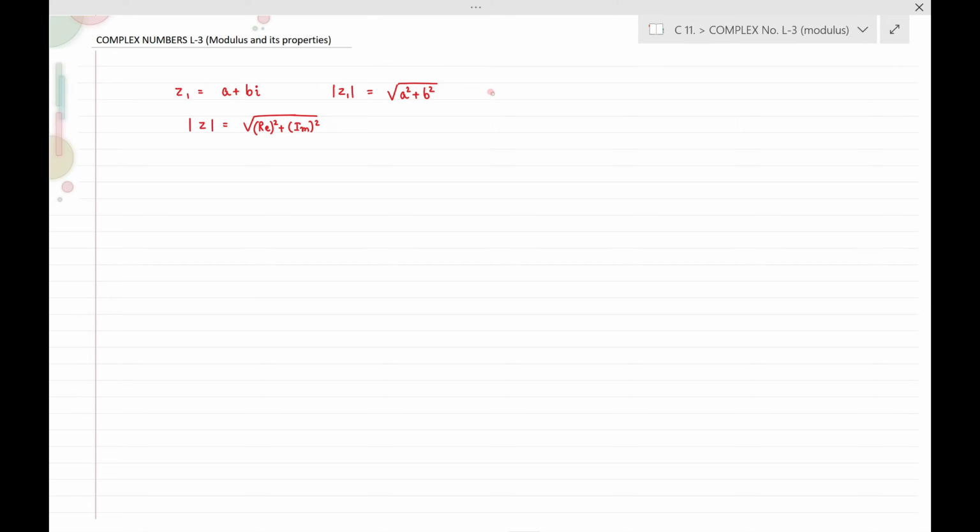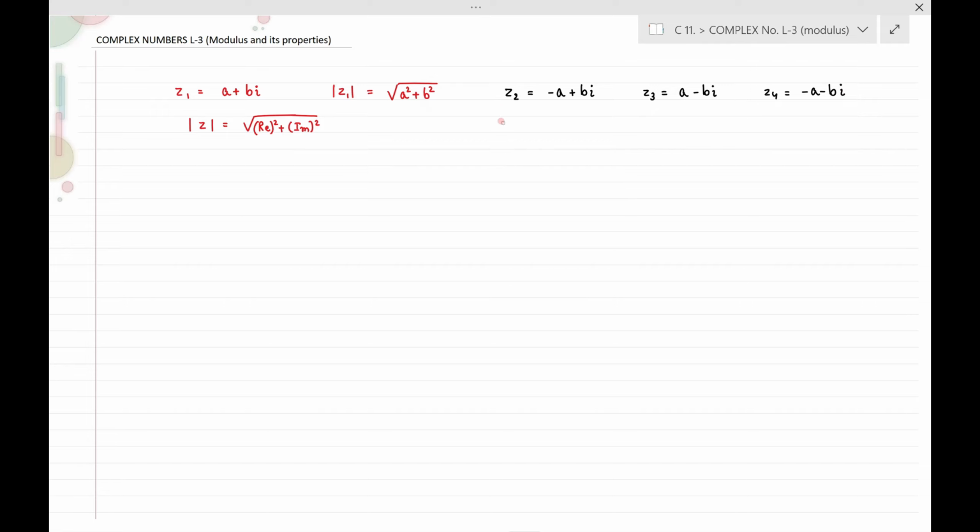Now let us change the sign of both the parts and see what results come out after that. Let us consider z2 where the real part is negative but the imaginary part remains positive. Let us consider z3 where the real part remains positive but the imaginary part is negative. And let us consider the last case where both the parts, real as well as imaginary, are negative.